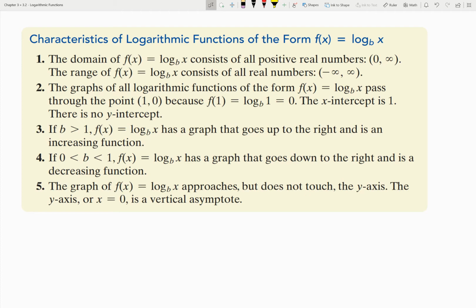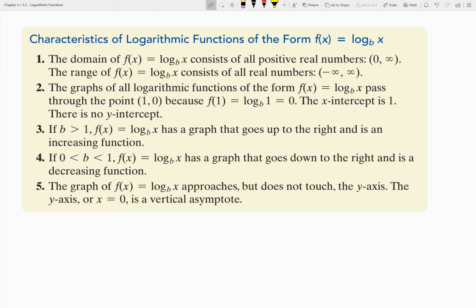First, the domain of a logarithm consists of all positive real numbers from 0 to infinity, but the range is all real numbers. Okay, so this is switched from an exponential function, which makes sense because they're inverses. Okay, so now my logarithm is only defined from 0 to infinity. Graphs of logarithmic function pass through the point 1, 0, which is opposite of an exponential function, which is 0, 1. The x-intercept is 1.